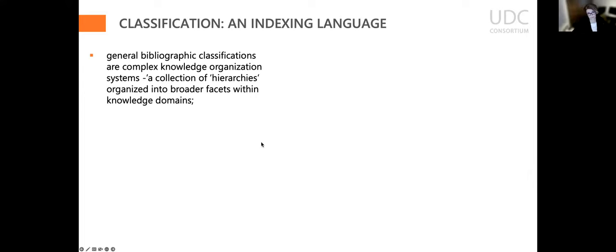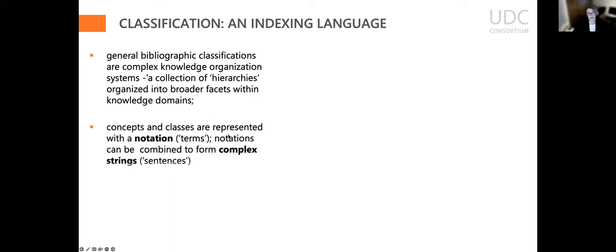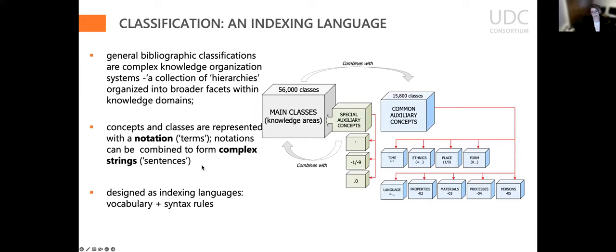The context of bibliographic classification is very important. These bibliographic classifications are complex knowledge organization systems. We can best think of them as a collection of hierarchies organizing a broader facet within a knowledge domain, and this broader facet has sub-facets and series of hierarchies. And then each of these classes or concepts has a notation attached to it, which is language independent. We can refer to it as terms, albeit artificial. And then we have a set of syntax rules by which these, what we call tables, can be combined to express more specific subject areas.